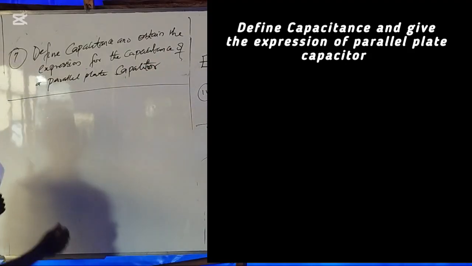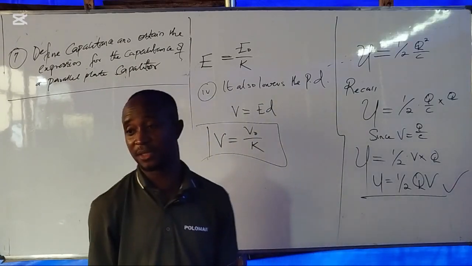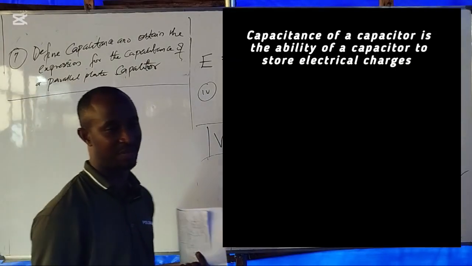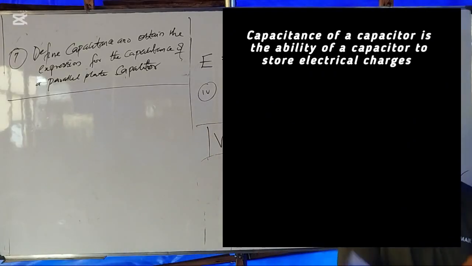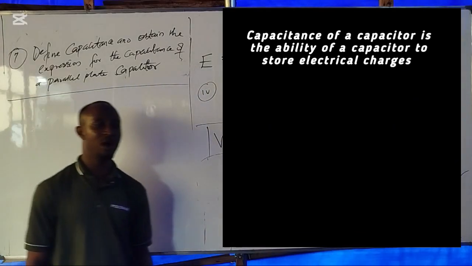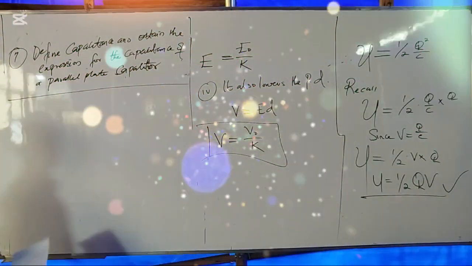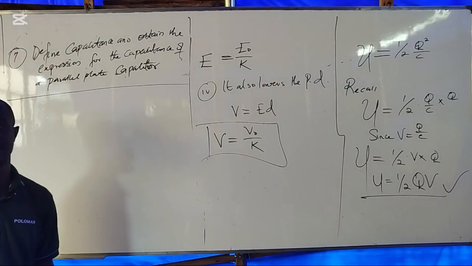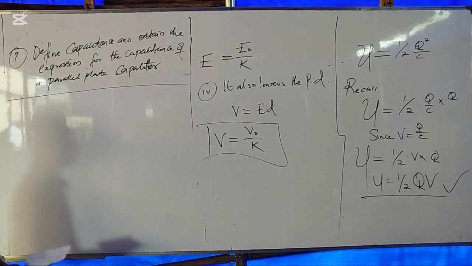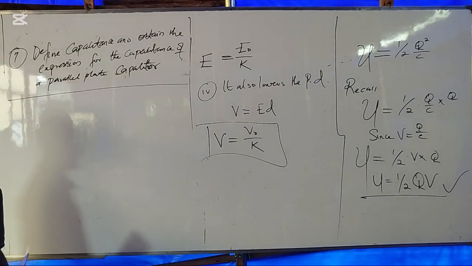Who can define for me what is capacitance? It is the ability of the capacitor to store electrical charges. Capacitance is defined as the ability of a capacitor to store electrical charges. And they say, obtain the expression for the capacitance of a parallel plate capacitor. Who can obtain the expression? You have forgotten what we did this morning.